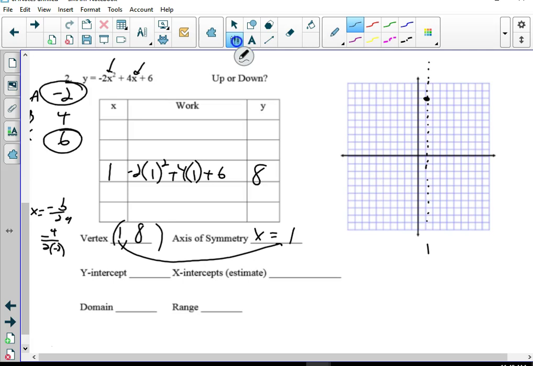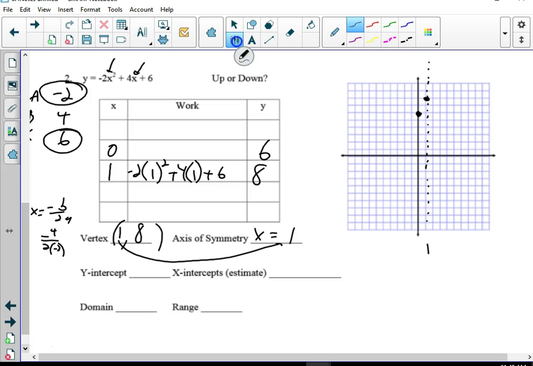So the y-intercept is 6. Seven, six, right there. So you have a general idea where that bad boy is going. Also, since we already know that, I'm just going to put 0, 6 right here. We don't have to do any work.